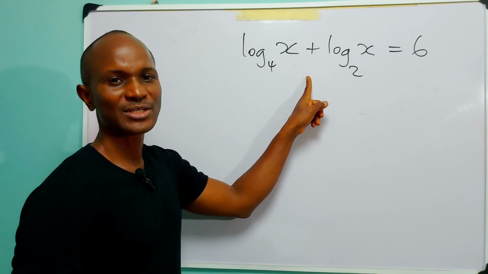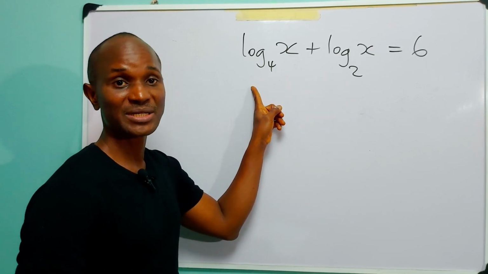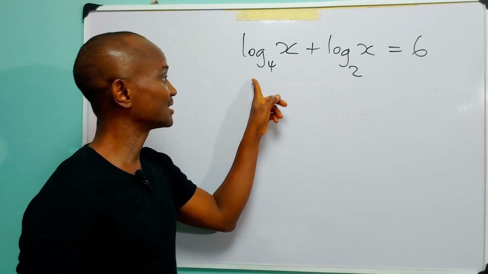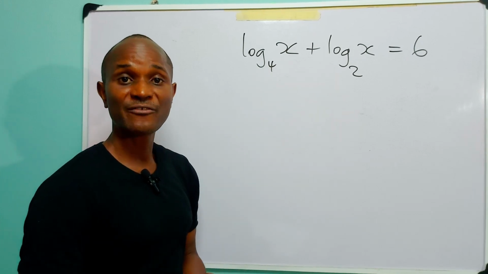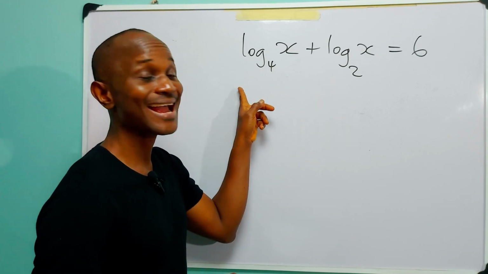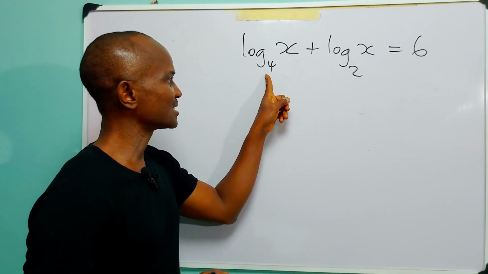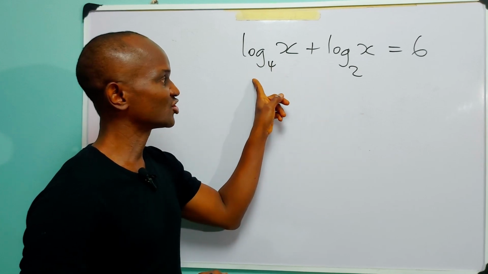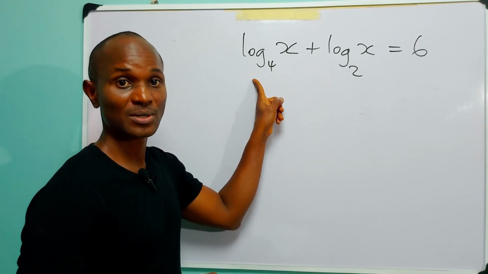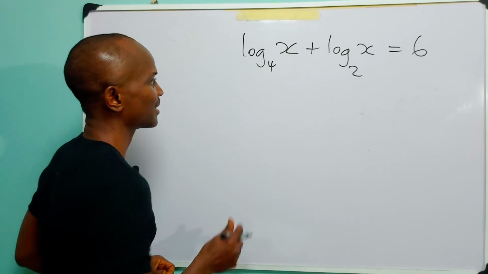On looking at this equation, you will immediately notice that the two logarithms are in different bases. This is in base 2 and this is in base 4. So the very first step to solving this equation is to make sure that the two logarithms are expressed in the same base. Now, since 4 is a multiple of 2, let us change this to base 2. And to do that, we use our change of base formula. And this is how it's applied.